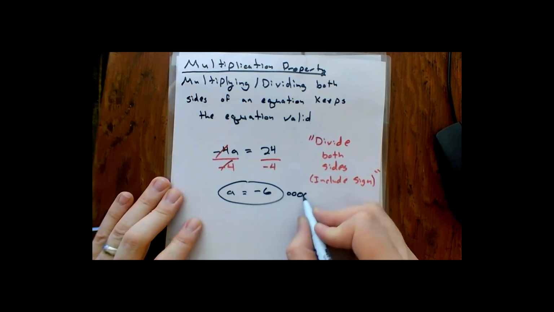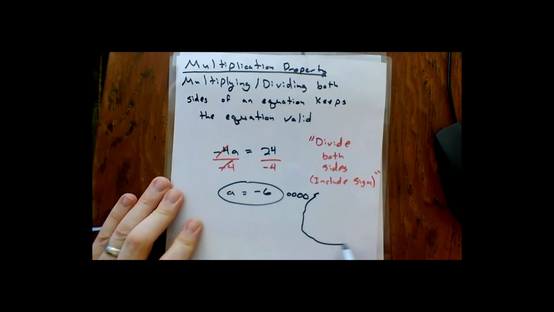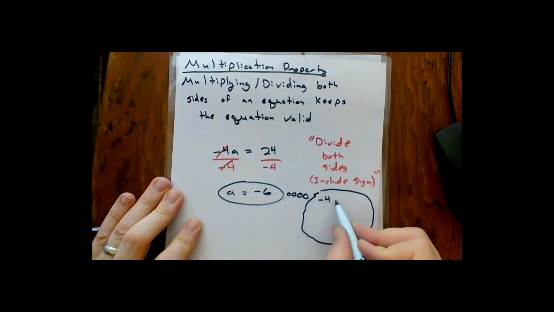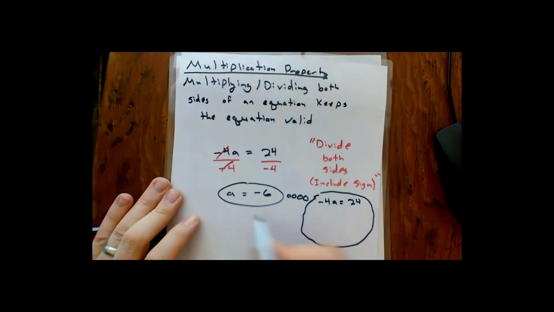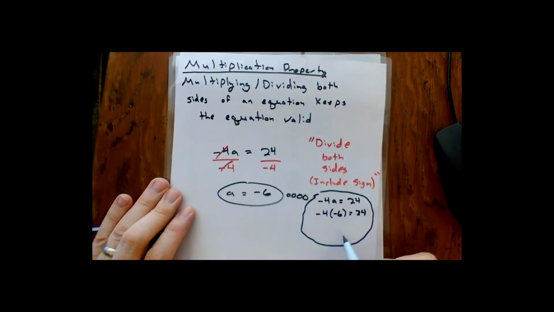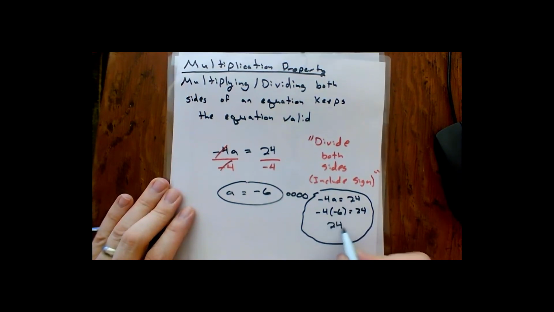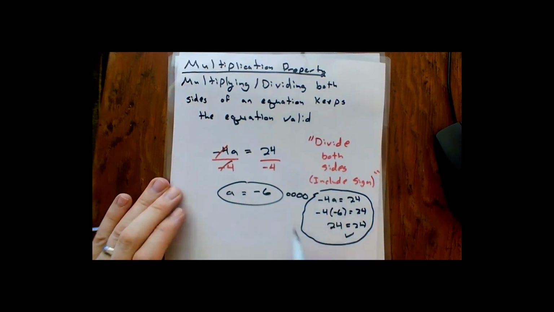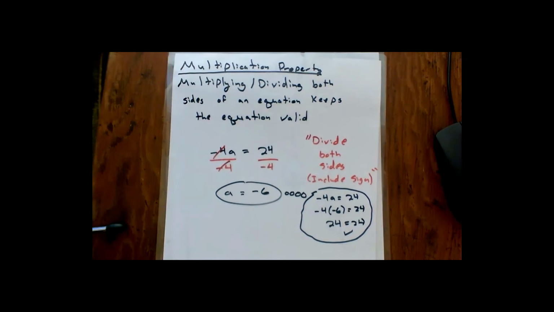If I think about what that original equation was, when I check that, it was negative 4 times a is equal to 24. But now if I know that a is equal to negative 6, oh, negative 4 times negative 6 is equal to 24. That looks like good math. 24 is equal to 24. That answer checks out. So here in our little thought bubble, it does check out.